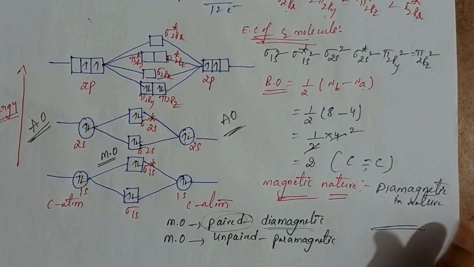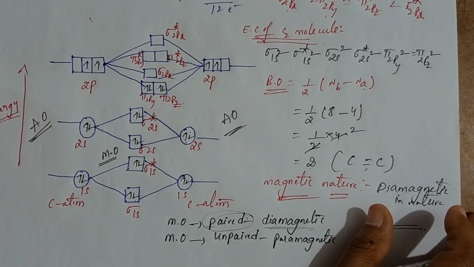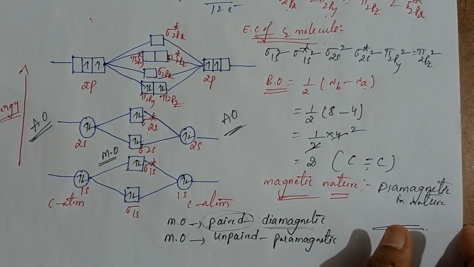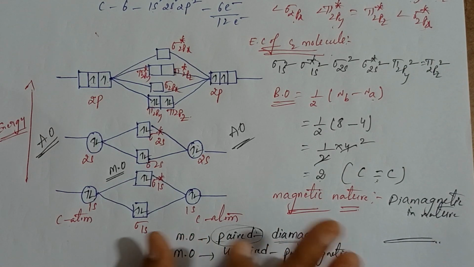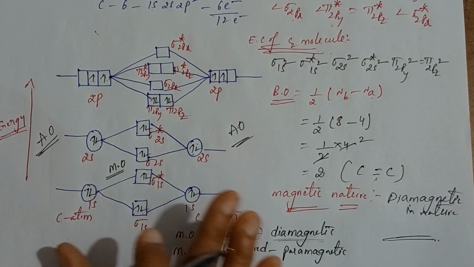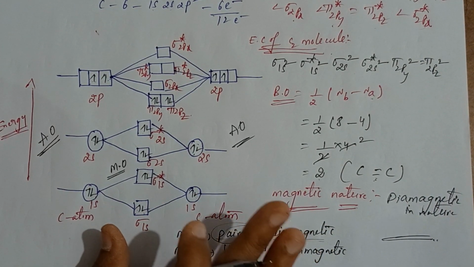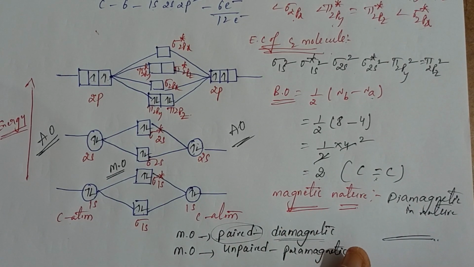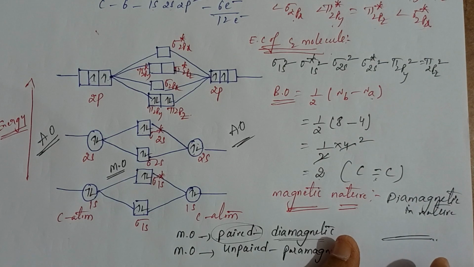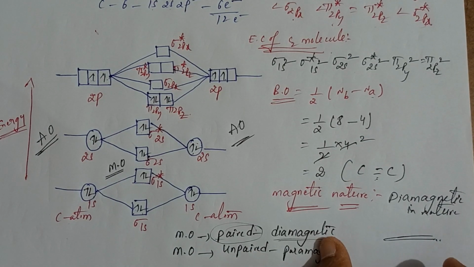Understood? So this is about the molecular orbital energy level diagram for the C2 molecule. Both He2 molecule and C2 molecule go up to 14 electrons only. So this is about the molecular orbital energy level diagram for the He2 molecule and C2 molecule. Okay, I hope you understood.